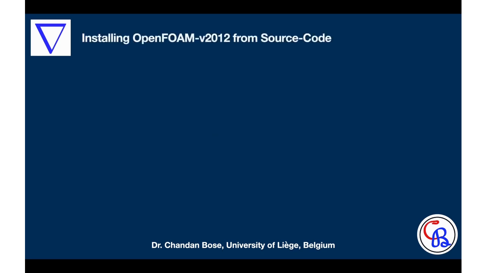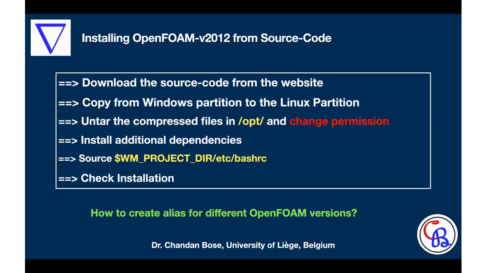Okay, so the next step is installing OpenFOAM version 2012 from source code. So these are the basic steps that I will demonstrate to you how to do that. So the first step is download the source code from the website. Once the source code is downloaded in your local computer as a zip file, you have to copy that compressed source code from Windows partition to the Linux partition.